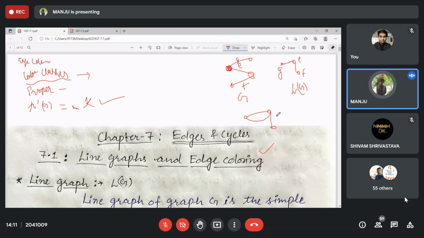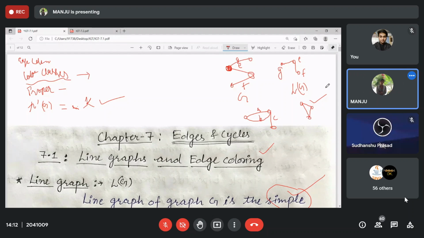For this one, what should be A? You have B and C, three edges. No, ma'am. No, you will always have a simple graph. So the line graph is always a simple graph. Corresponding to edge A, we have vertex A. Corresponding to edge B, we have vertex B. Corresponding to edge C, we have vertex C. And as all three edges share a common vertex, its line graph will form a triangle.